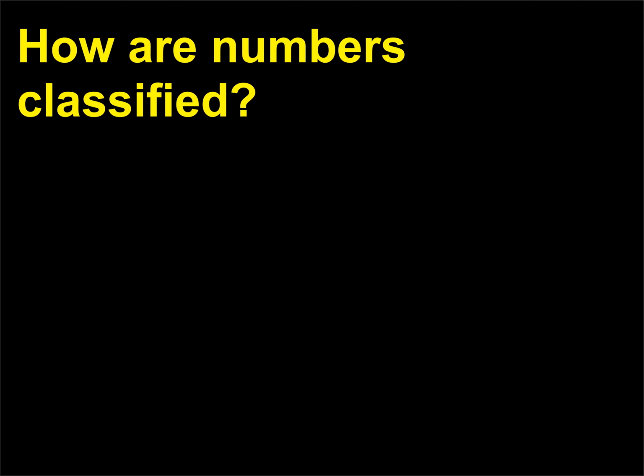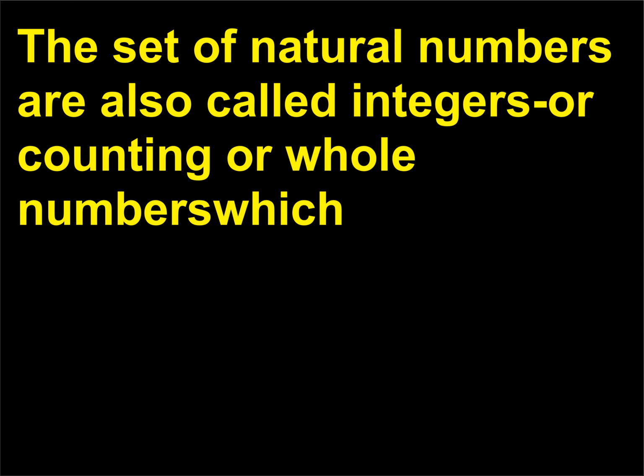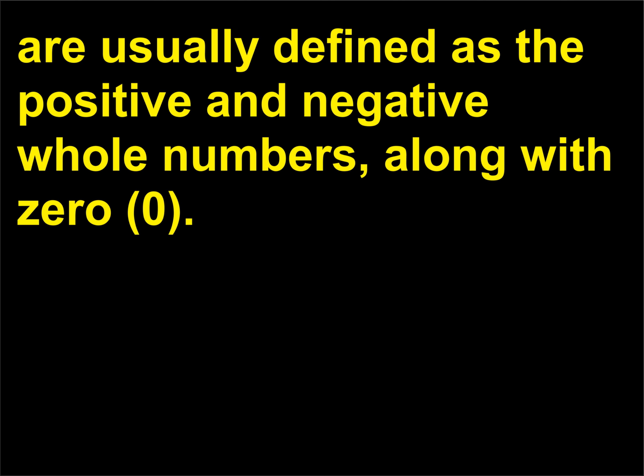How are numbers classified? The set of natural numbers are also called integers or counting or whole numbers, which are usually defined as the positive and negative whole numbers, along with 0.